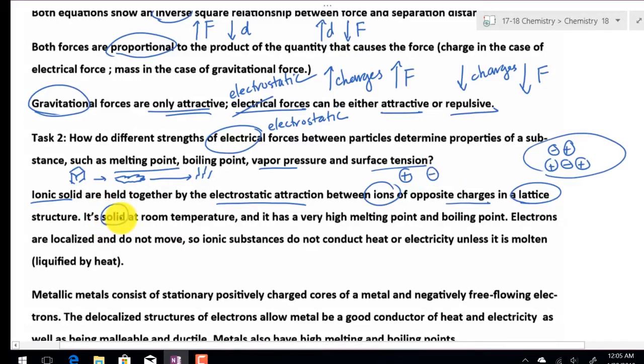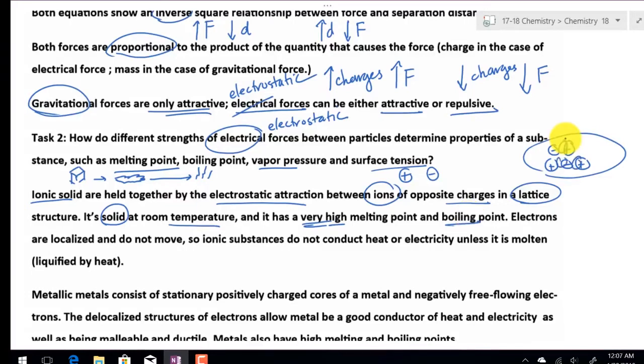In ionic bonding, you would have an ionic compound being solid at room temperature. What does that mean? If it's solid at room temperature, that tells you it's going to take a lot of energy to melt this substance. And therefore, it has a very, very high melting point as well as boiling point. And that's the reason why when we try to cook salt, when you try to heat the salt substance, it would not turn into a liquid easily.